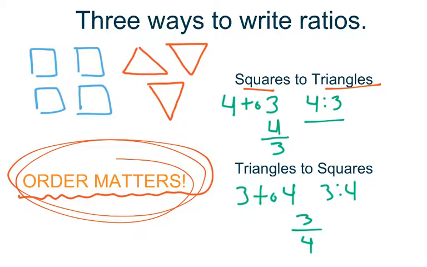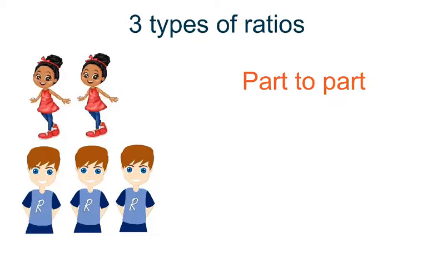Now, do I have to write all 3 forms every time? No. You're going to pick the form that works best for you. I often find students usually pick one and they kind of go with that. All 3 of these forms for each type of problem are correct, and you'd only have to write one of them. Next, we're going to talk about the 3 types of ratios.